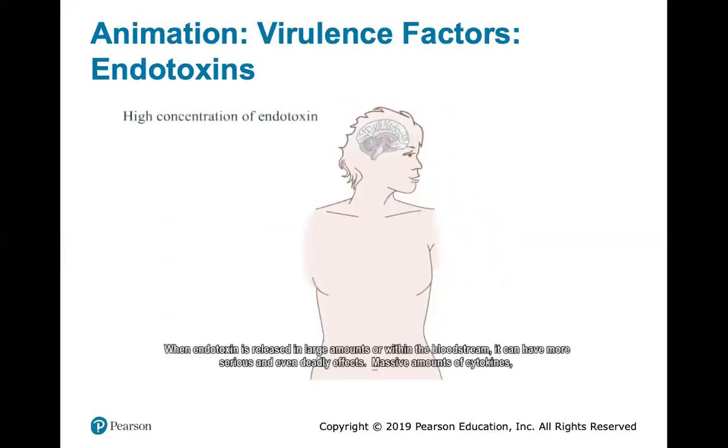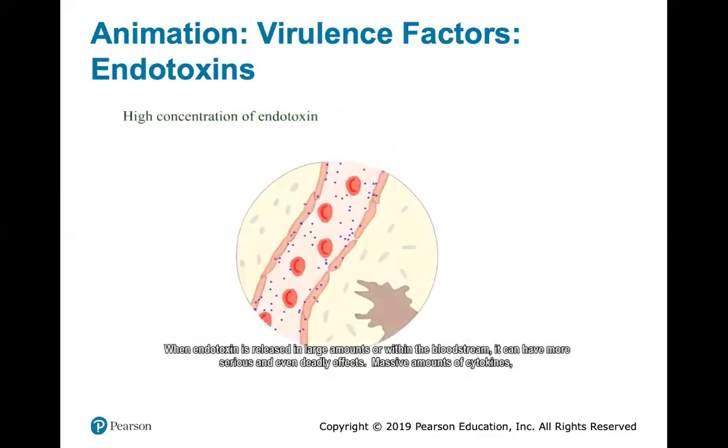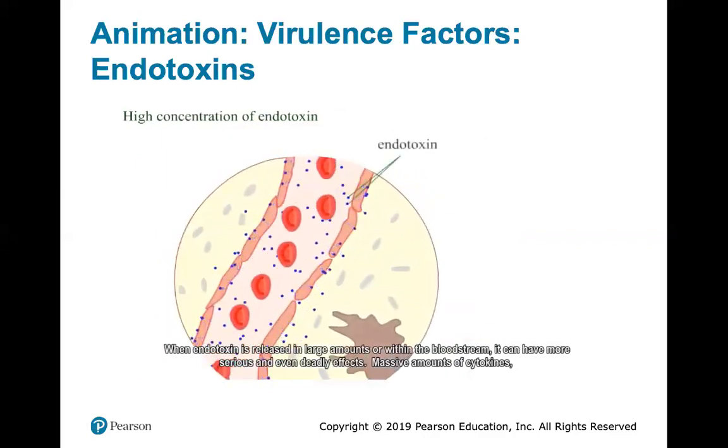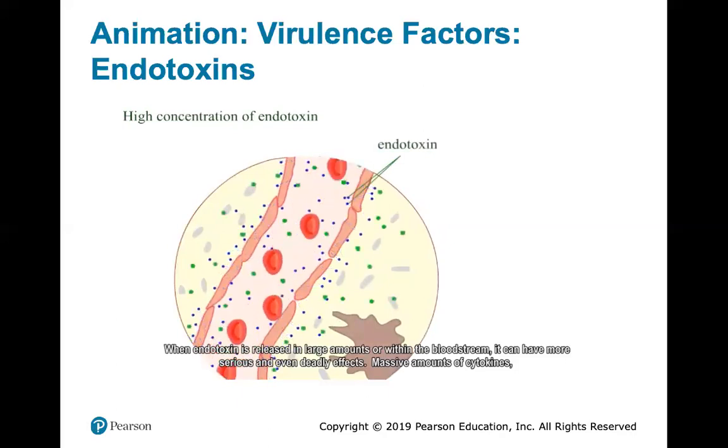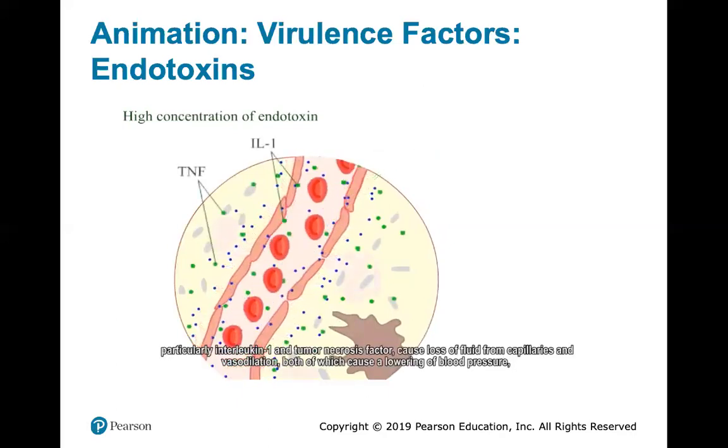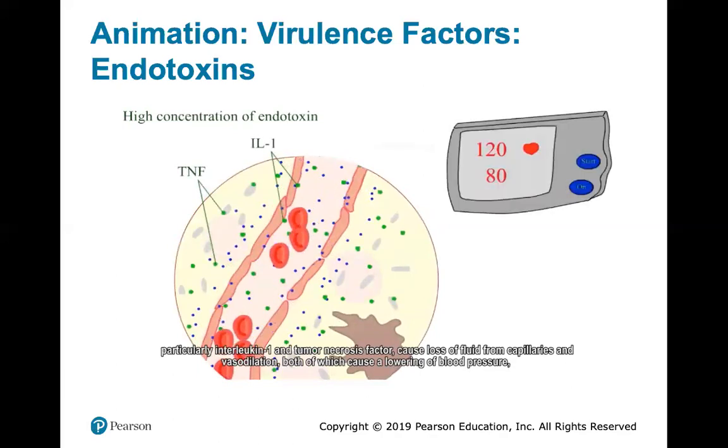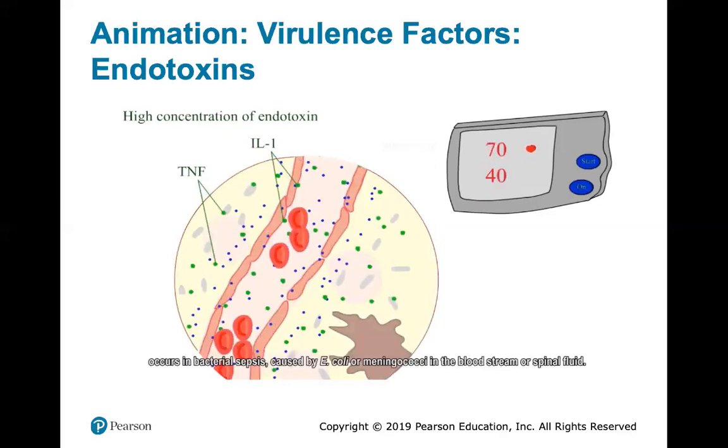When endotoxin is released in large amounts or within the bloodstream, it can have more serious and even deadly effects. Massive amounts of cytokines, particularly interleukin 1 and tumor necrosis factor, cause loss of fluid from capillaries and vasodilation, both of which cause a lowering of blood pressure, often to dangerous levels, leading to shock. These same cytokines also stimulate blood coagulation, which makes the shock even more severe. This deadly situation most often occurs in bacterial sepsis caused by E. coli or meningococci in the bloodstream or spinal fluid.